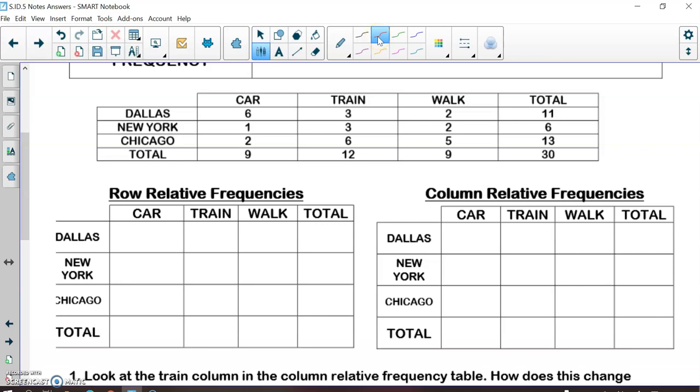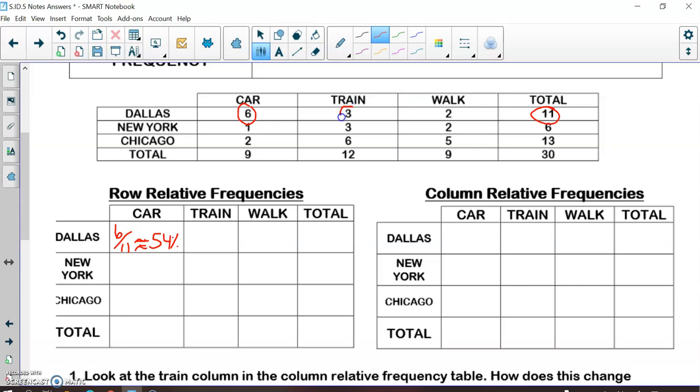What this means is that I'm going to do my Dallas and car. I'm going to do 6 divided by the total in that row. So this will be 6 divided by 11, and I'm going to write this as a percentage. So 6 divided by 11 times 100 gives us 54%. And that's rounded. So sorry, let me do my approximately equals symbol.